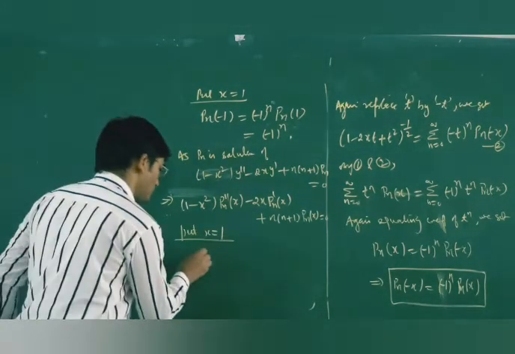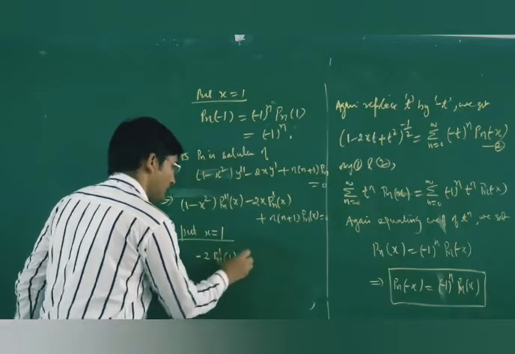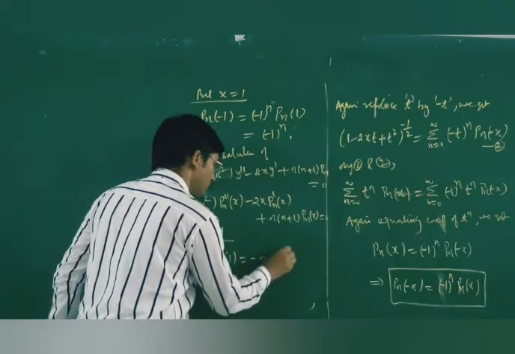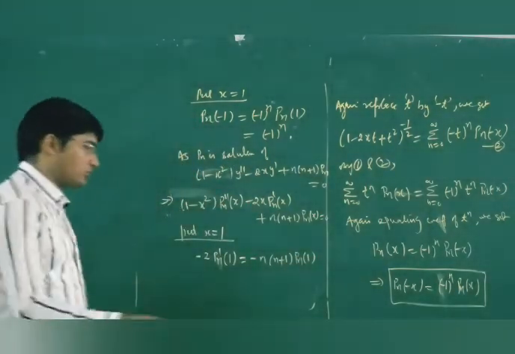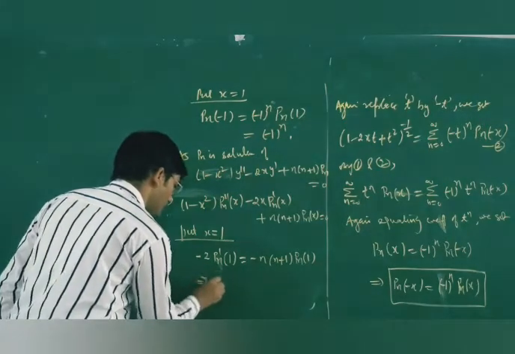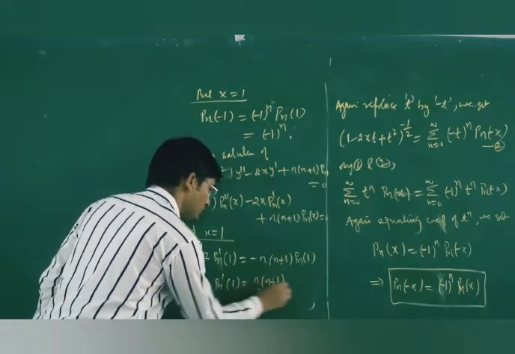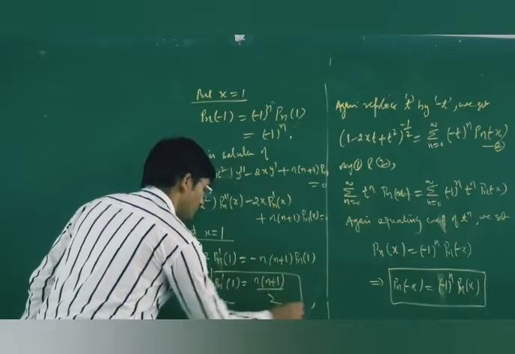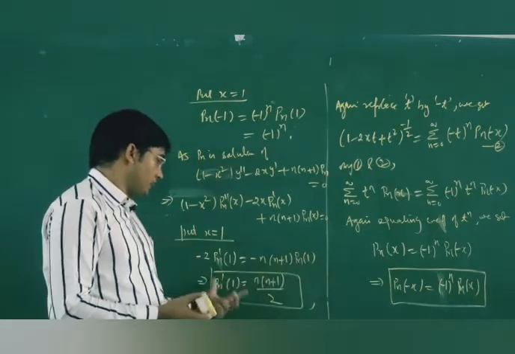Here we have minus 2 Pn dash 1, and this is equal to minus n into (n plus 1) Pn of 1, and your Pn(1) is 1 because of the first part. So Pn dash 1 is equal to n into (n plus 1) by 2, and this is what we have to prove. As your Pn(1) is 1, we have this relation.